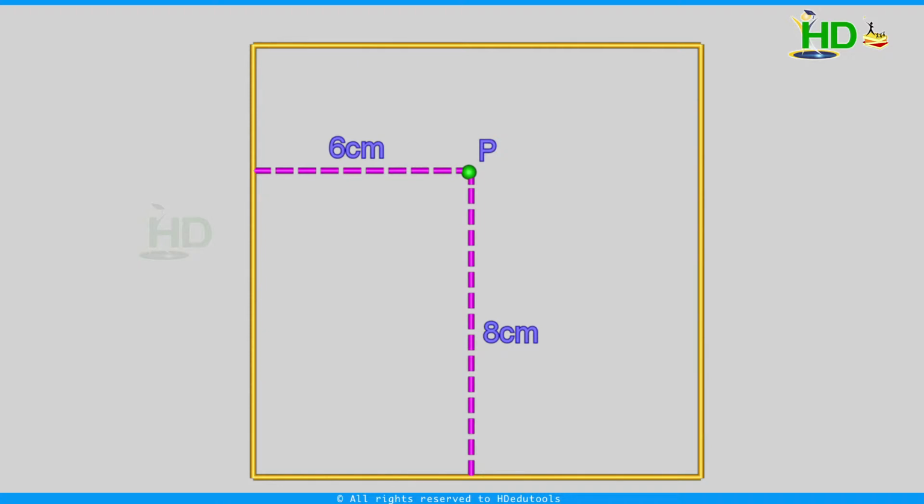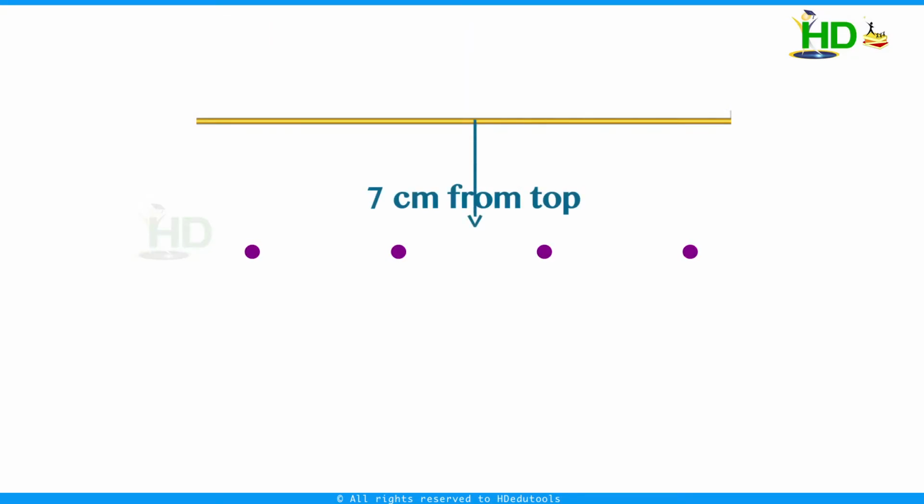From this you can understand how many references you need to fix the position of a point. We need two references to describe for fixing the exact position of a point. The position of the point is denoted by (6, 8). If you say a point is marked at a distance of 7 cm from the top, can you trace exactly that point? No. That means to fix a point, we require two references.